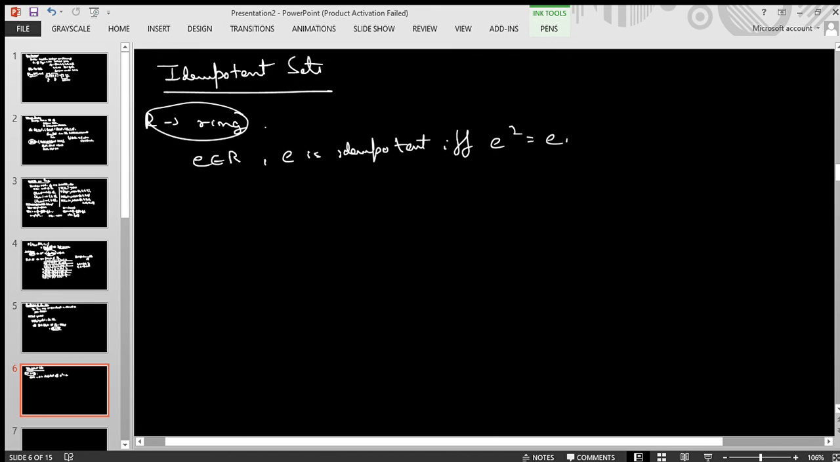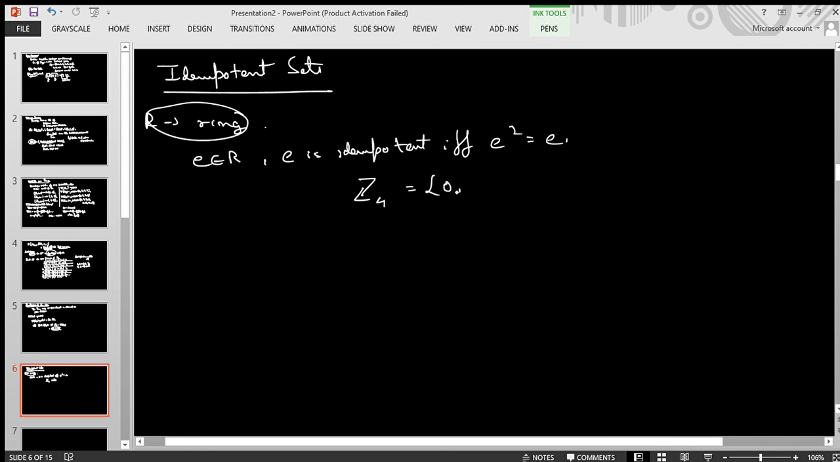Clear? So you take an element from R and you check whether its square, or its product twice, gives you the same element. If that happens, then we say that that particular element is an idempotent element. And the set of all idempotent elements of some particular ring is said to be an idempotent set. Is it clear? Let's take an example, Z4.